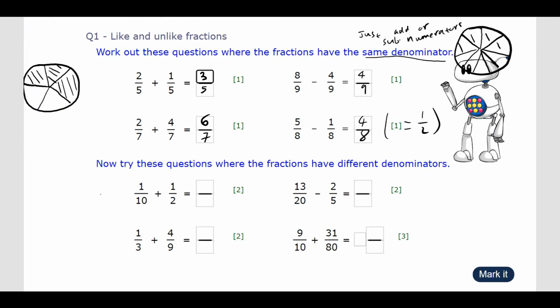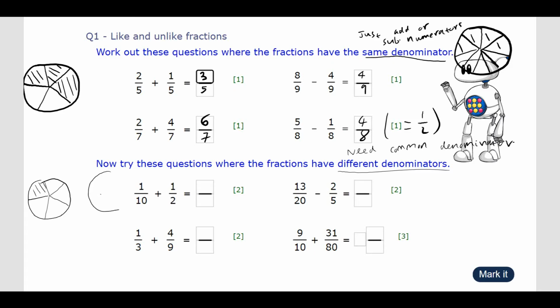Now the second question looks more tricky because the denominators are different. Now the aim here is to make the denominators the same. We need what is called a common denominator. So for the first one, we have 1/10 and then plus 1/2. Now the thing is, 1/10, well, if I split something into tenths, so if I have a pizza and it's cut into 10 equal slices, say, it will look something like that. Okay, so that's badly drawn, but we can see that if I shade one of those pieces, that represents 1/10.